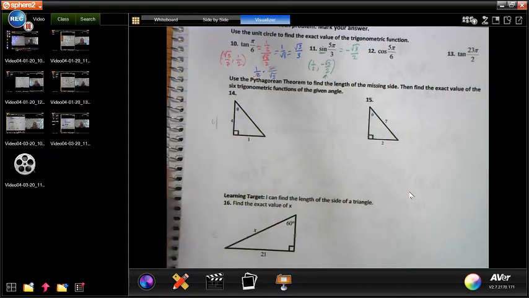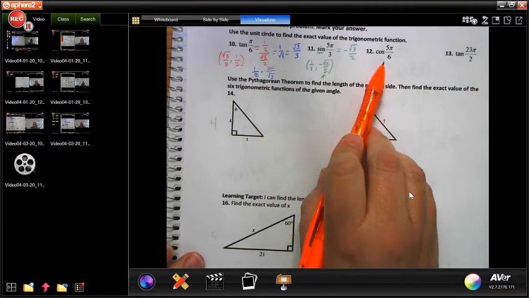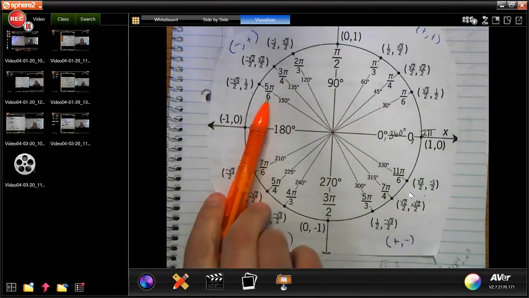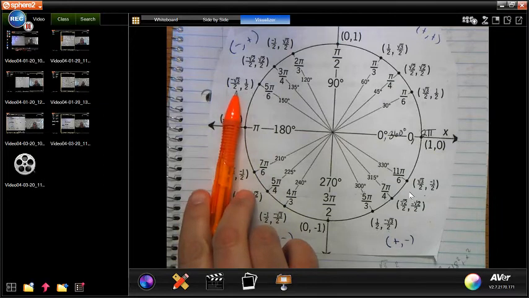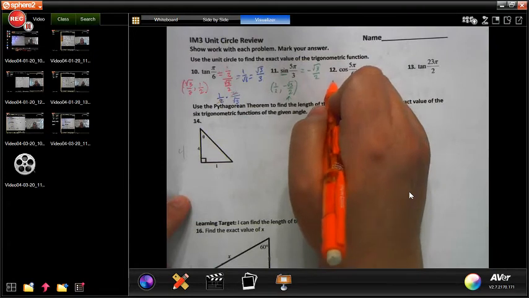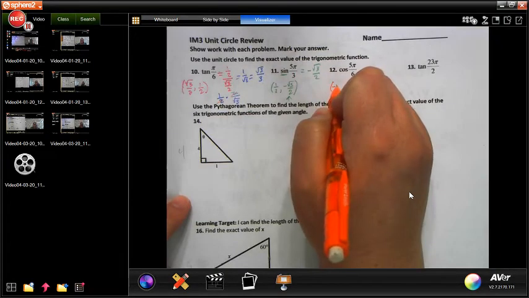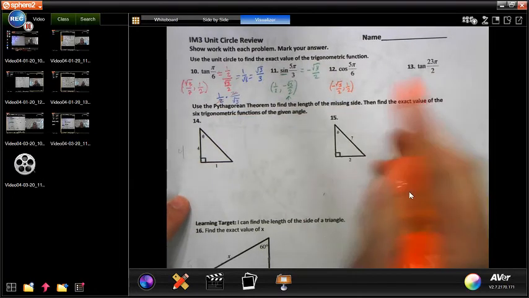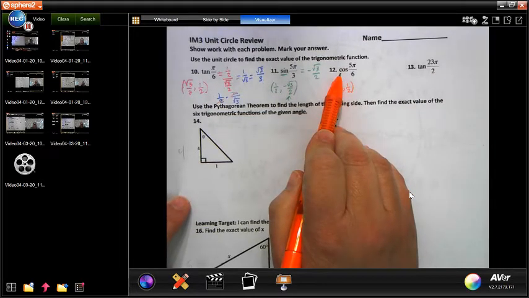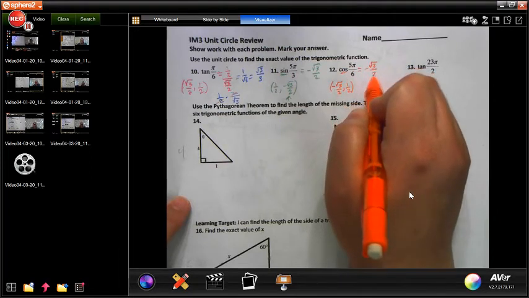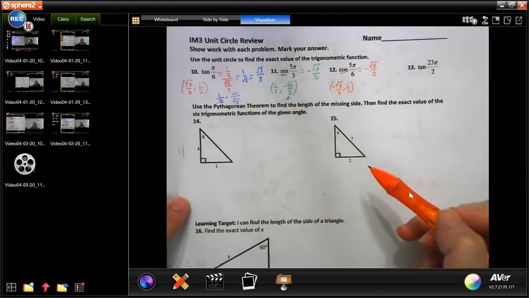The next problem. Cosine of 5 pi over 6. So unit circle, find 5 pi over 6 right here. So we have the negative radical 3 over 2 first, and then half. Cosine is a nice one because cosine is the x value. X value is negative radical 3 over 2. And yeah, sometimes we have the same answer twice. It happens.